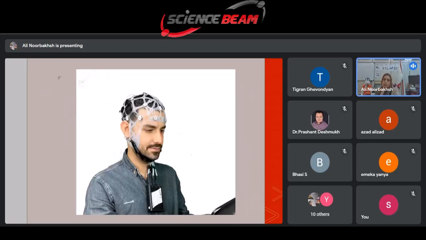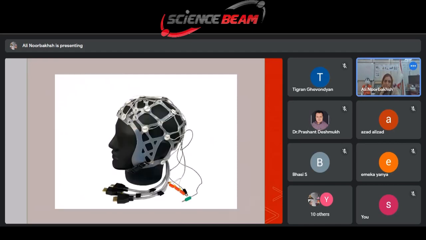In this picture, you can see an EEG cap designed by a Science Beam company. Again, you can see the cap.